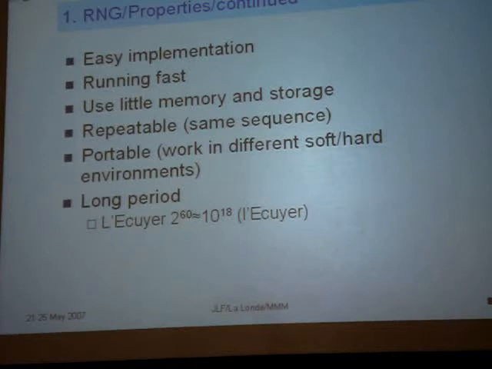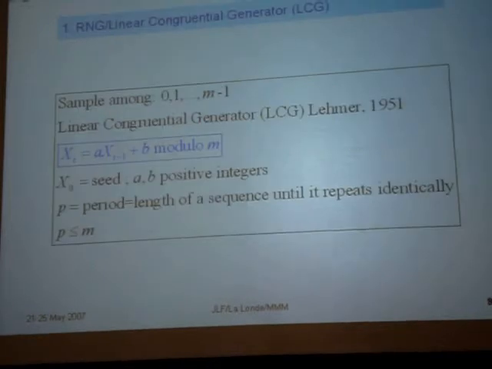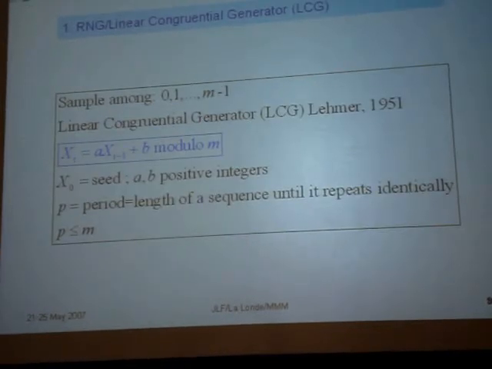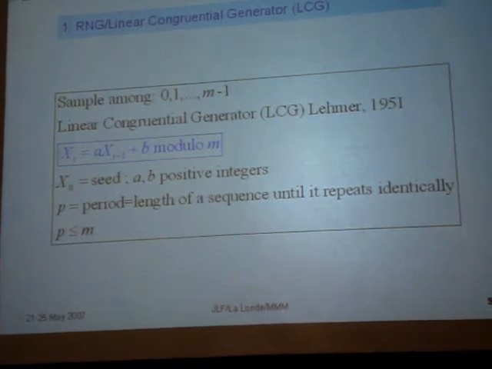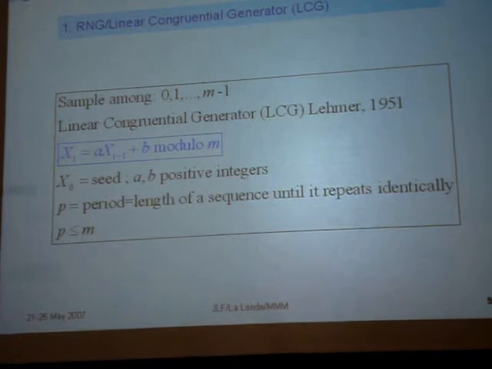And L'Ecuyer, for instance, now recommends a period of order 2 to the power 60, which is about 10 to the 18. And we'll see how we can meet this requirement. Historically, the first kind of generator we will consider is the linear congruential generator. It was introduced by Lehmer in 1951, and it works as follows.